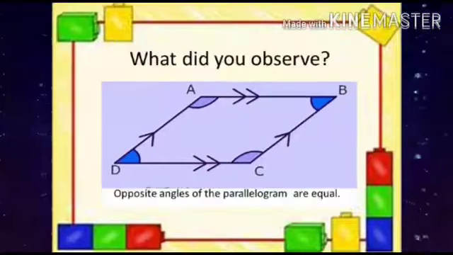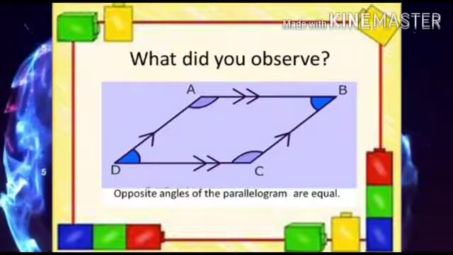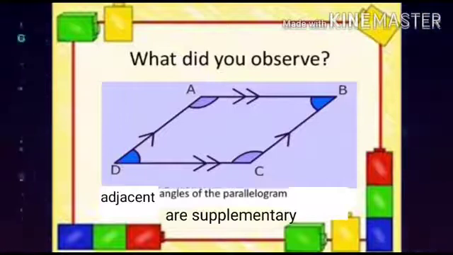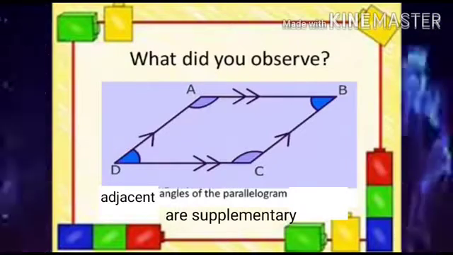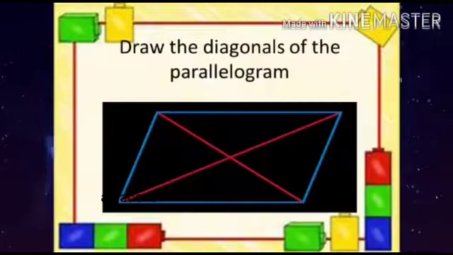What did you observe? Yes, opposite angles of the parallelogram are equal. One more thing you might have noticed. What is that? What about the adjacent angles of the parallelogram? Adjacent angles of the parallelogram are supplementary. That means that their sum is 180 degree. Now draw the diagonals of the parallelogram.